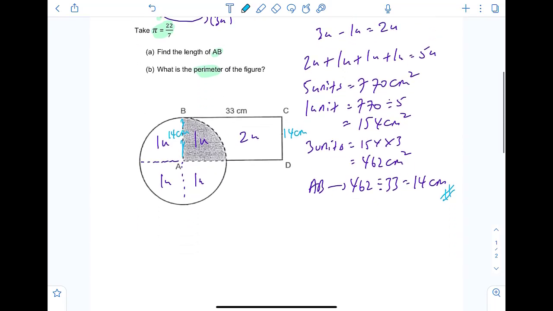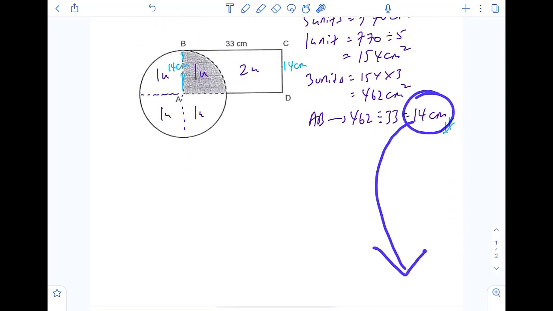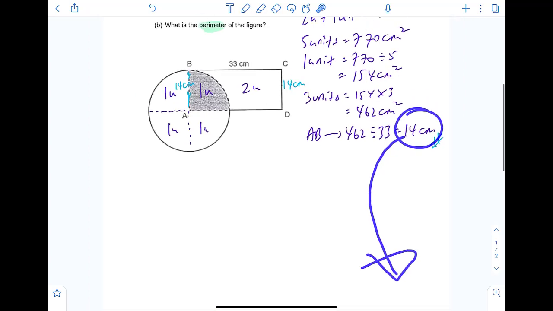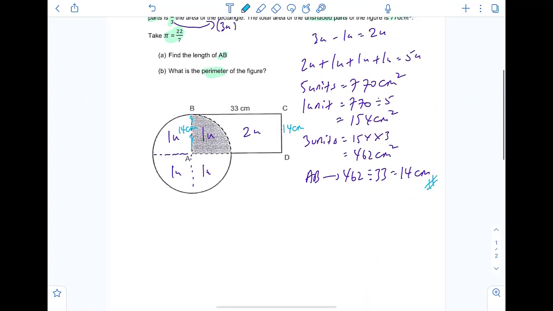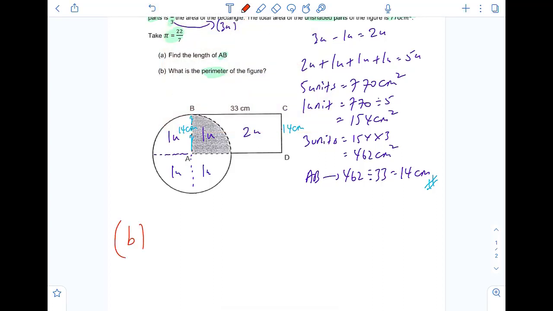So in the exams, please transfer this answer into the relevant blanks. Okay, now that's for part A. Now how about for part B? Part B is asking us for the perimeter of this particular figure. So again, I repeat this, perimeter of this will be the outline. So 3/4 of a circumference plus this straight length plus 14 plus 33.